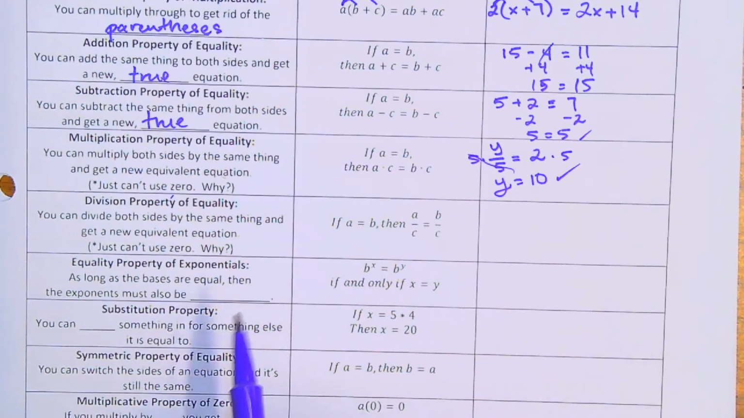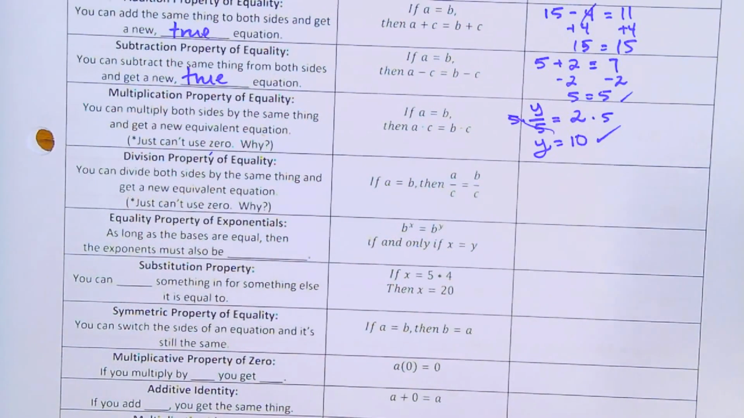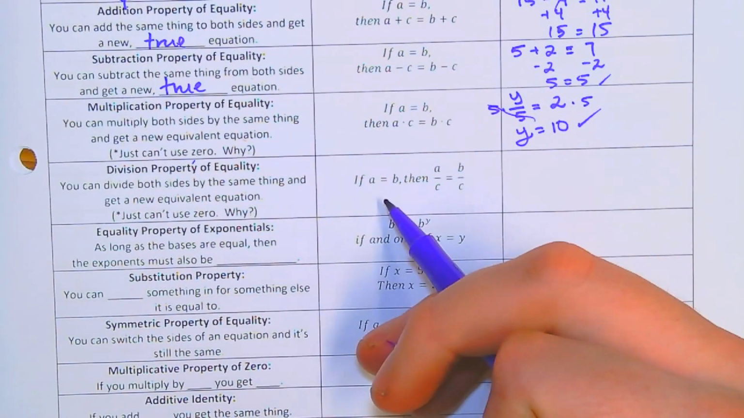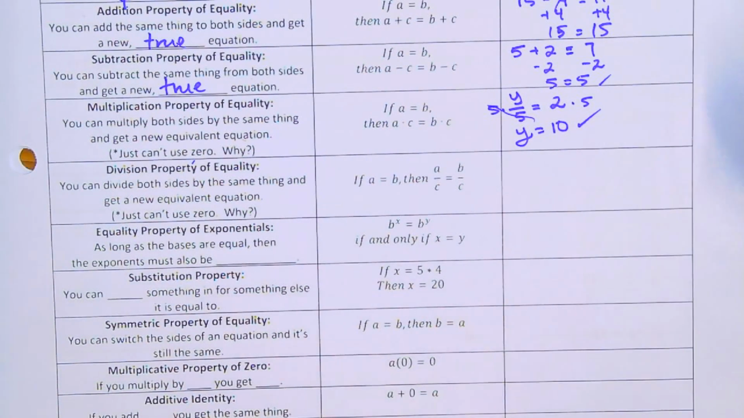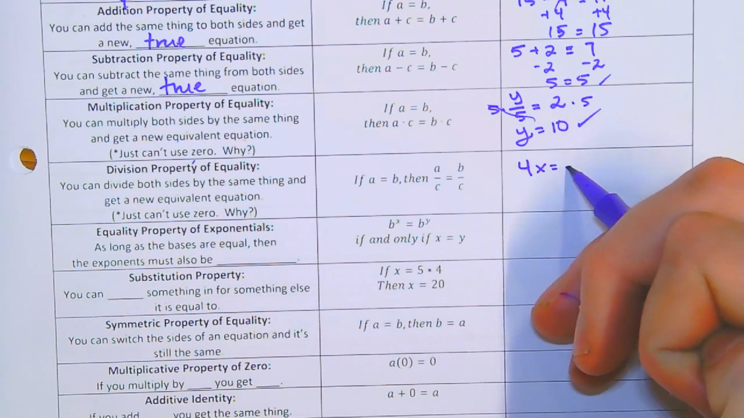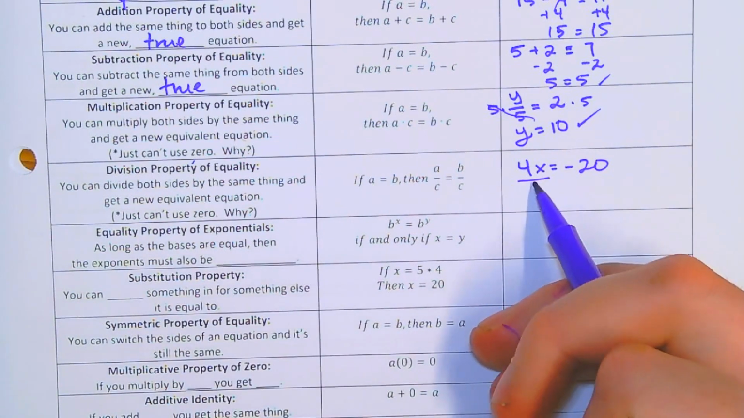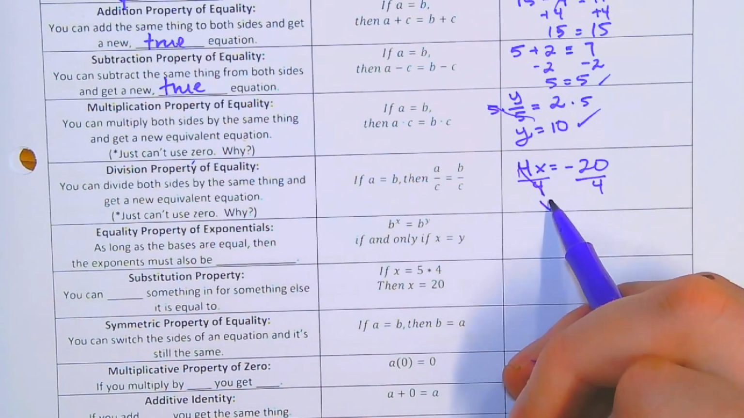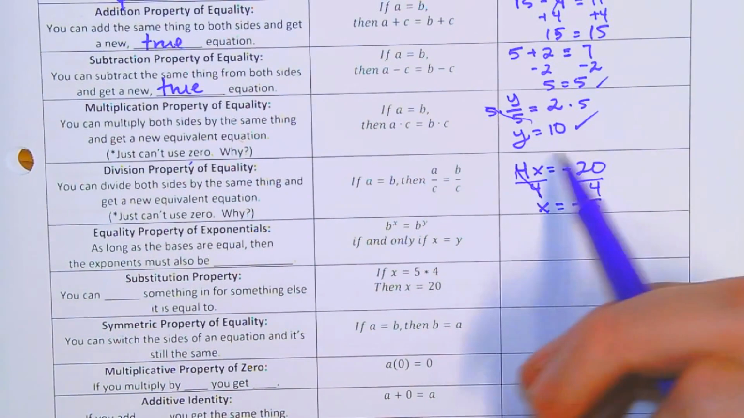What about our next one? Division property of equality. Another term you can use is scaling, or making your equation smaller to find an answer. You can divide both sides by the same thing and get a new equivalent equation. So what about this one? Let's say we have 4x equals negative 20. Well, the division property of equality says if I divide one side by 4, I have to divide the other side by 4. If I do that, I should end up with x equals negative 5, which is an equivalent equation to my original.